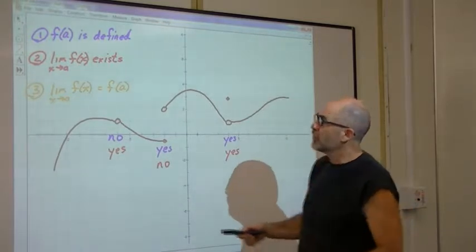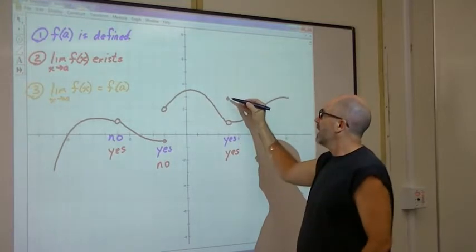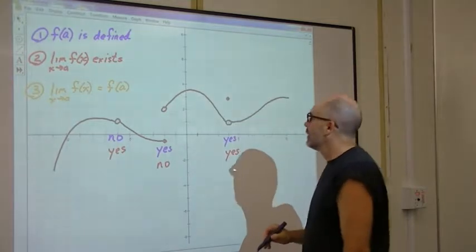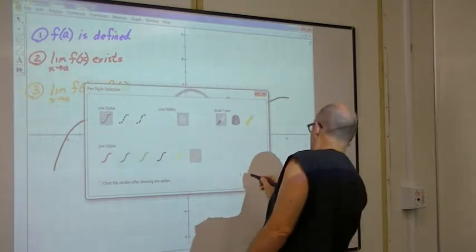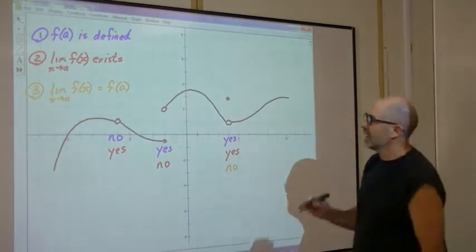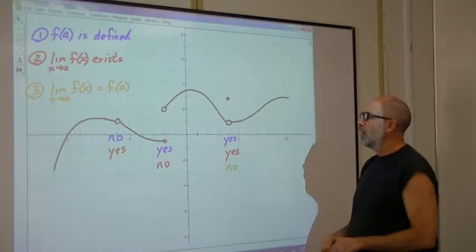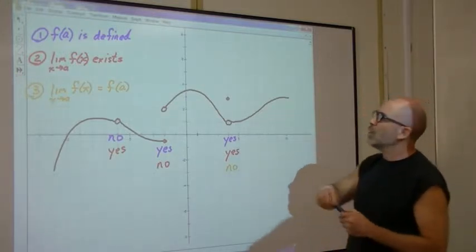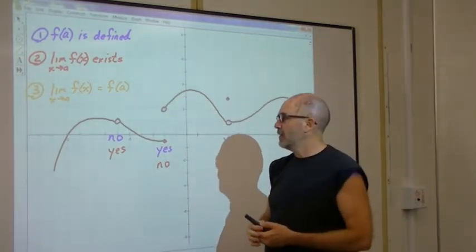But the third situation, the limit equals 1, and f of 4 equals 3. 1 does not equal 3, so this is disqualified on the basis that the limit as x approaches a of f of x does not equal f of a. Okay, so what we've seen here is if any one of these three things is violated, you don't have continuity.